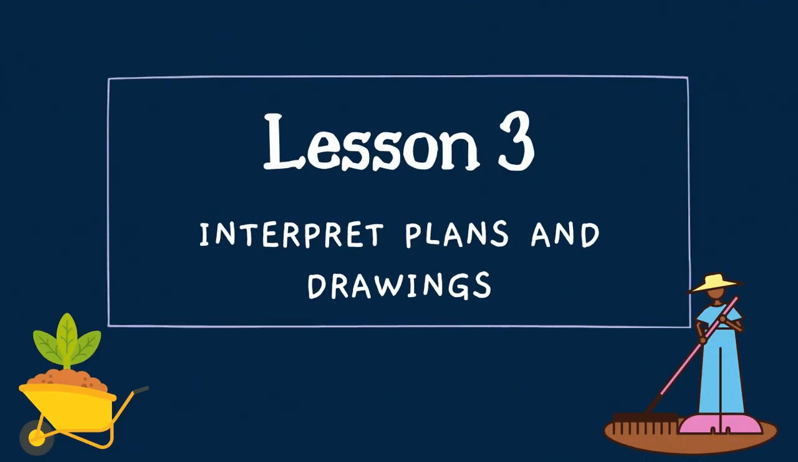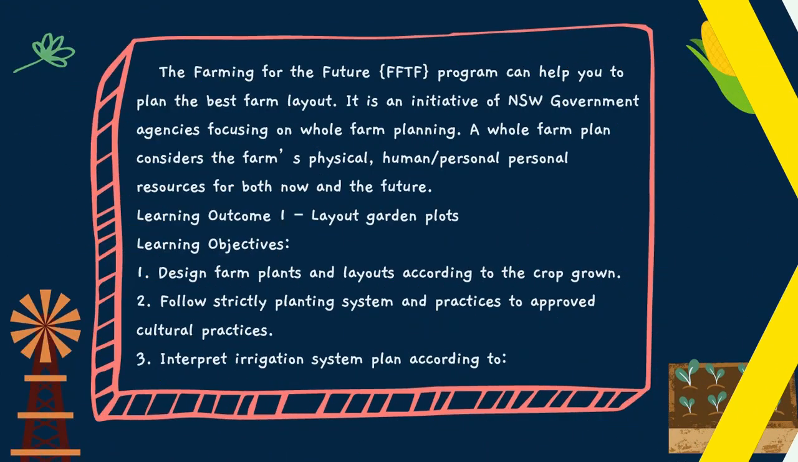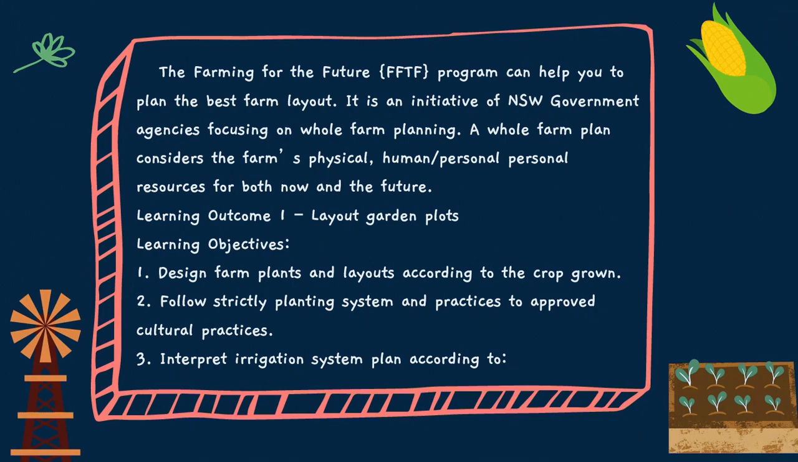So, our lesson for today is interpret plans and drawings. The Farming for the Future (FFTF) program can help you to plan the best farm layout. It is an initiative of NSW government agencies focusing on whole farm planning. A whole farm plan considers the farm's physical, human, or personal resources for both now and the future. In this lesson, you are expected to learn how to design farm plans and layouts according to the crop grown.